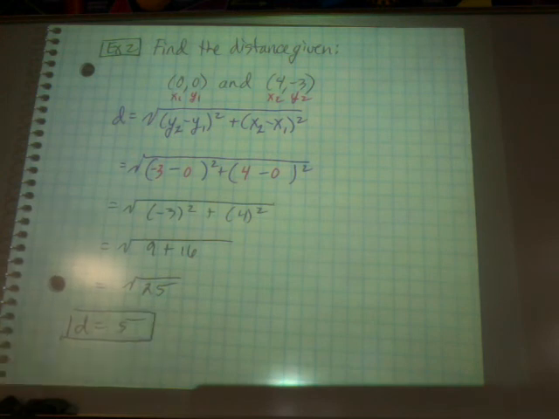Now if I asked you to write your answer to the nearest tenth, how would you actually write that answer? Technically, 5.0. Yeah, 5.0. All right, last problem.